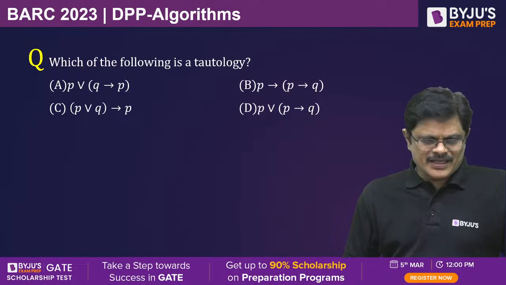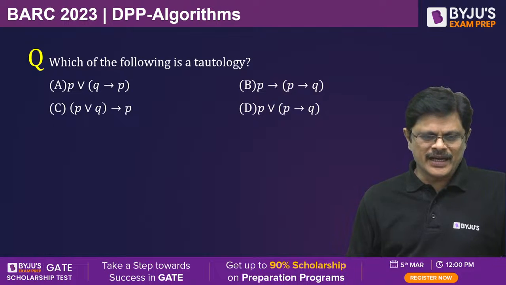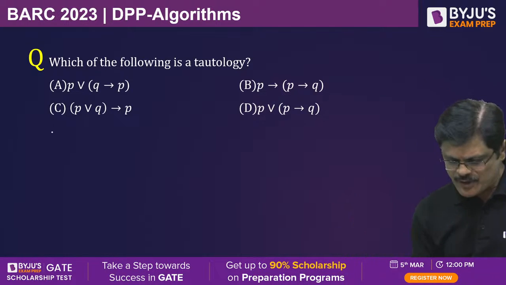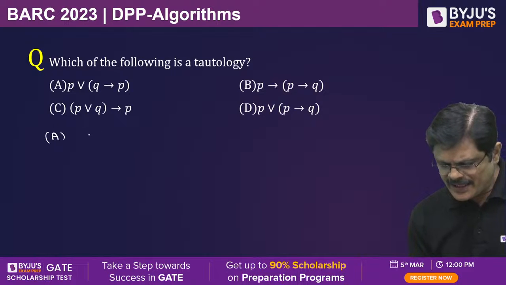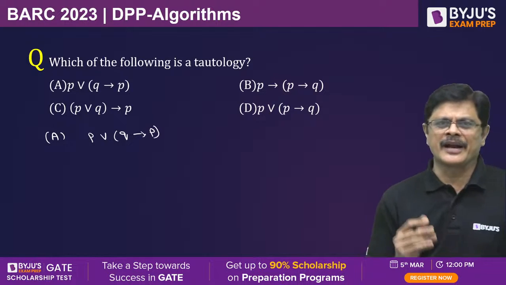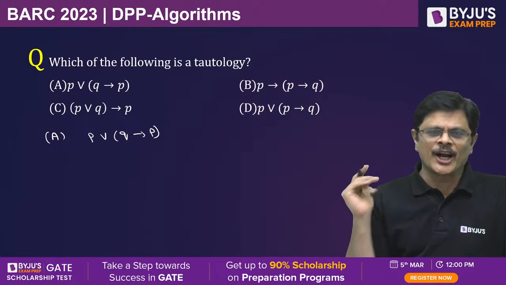Which one is tautology? Very good, Sayal, Sham. Very, very good. Simple problem. D is the correct option. See, if you observe option A, it is a disjunction. Let us check whether you can make it false or not. Try to make it false. If you can make it false, it cannot be tautology.